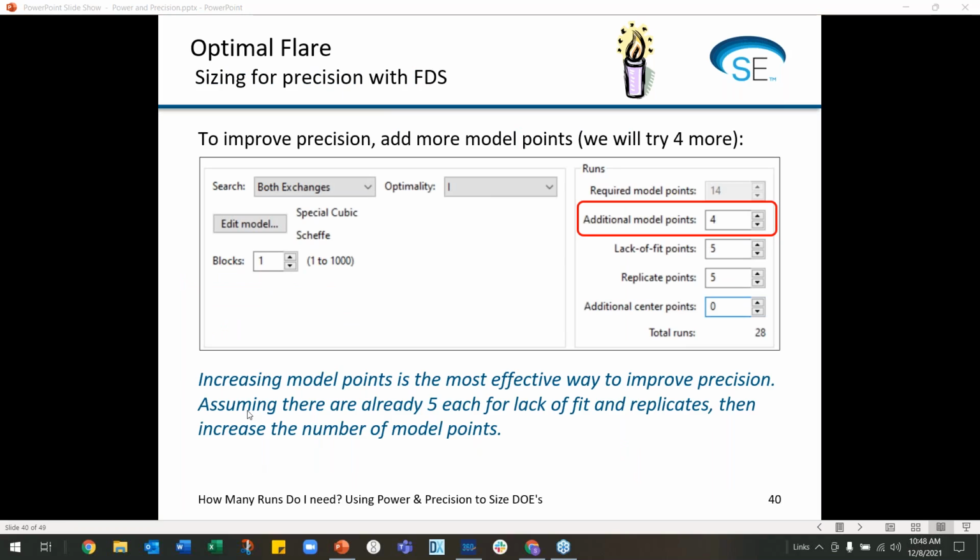Okay, so this slide says, assuming that there are already 5 each for lack of fit and replicates, then increase the number of additional model points. So, the defaults of the design are the required model points plus 5 replicates plus 5 lack of fit points. So make sure that those haven't been compromised, that you haven't changed them. And if you have changed them, then you should first bump those up, but then add some additional model points.